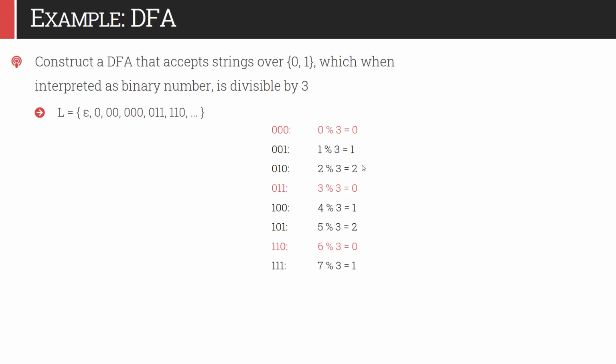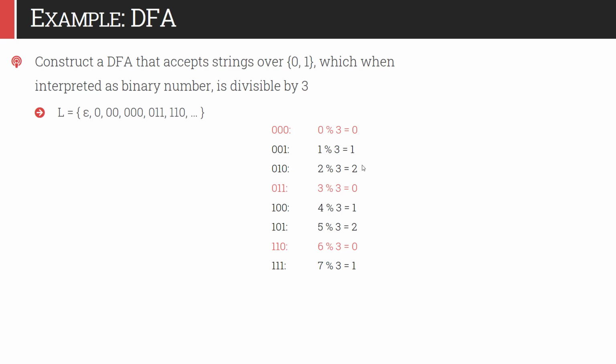Let us consider another example. Construct a DFA that accepts strings over 0, 1, which when interpreted as a binary number is divisible by 3. So let us first understand what kind of strings are accepted. When we have the decimal number 0, its binary equivalent is 000. So 0 is definitely divisible by any number.